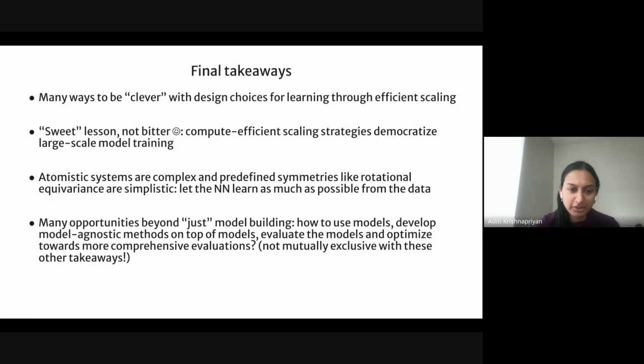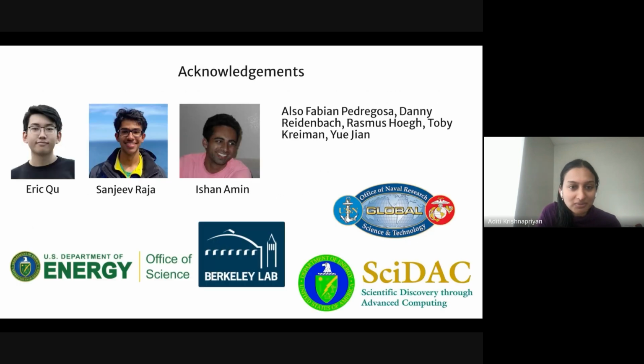And finally, I think there's many opportunities beyond just model building. Even though I think there's been focus there, I think there's so much more we can do with looking at how to use models, develop these model agnostic methods on top of models, of course, evaluate the models and optimize towards more comprehensive evaluations, which I think is not mutually exclusive with these other takeaways. And I think there's been now a lot of effort to try to do exactly that. So I think the field is going in a very exciting direction.